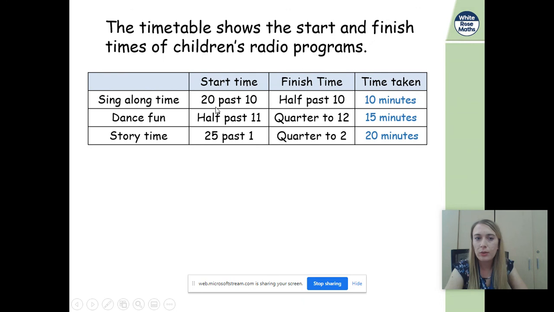I know that Sing Along is the shortest. It's only 10 minutes. The longest is Story Time. That takes 20 minutes. That's the biggest number.